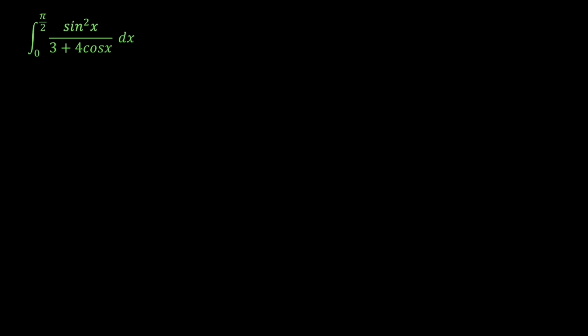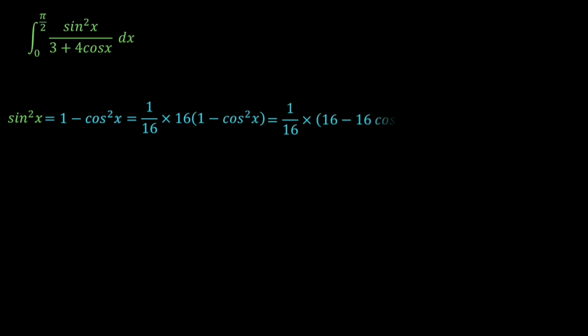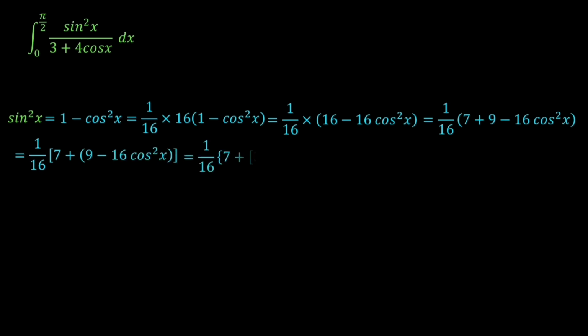The numerator sin squared x we can write as 1 minus cos squared x. After that, we can multiply the denominator and numerator by 16. Now, in the numerator, we have 16 minus 16 cos squared x. 16 we can write as 7 plus 9. Now, 9 we can write as 3 squared, and 16 cos squared x we can write as 4 cos x perfect squared.